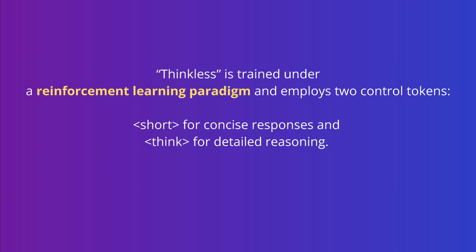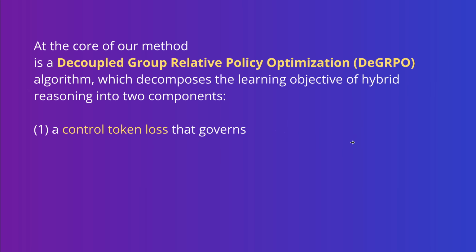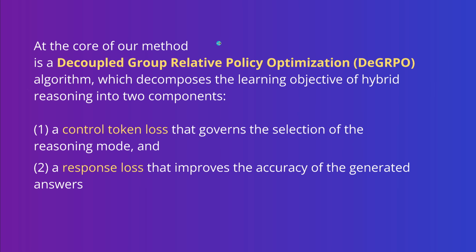So also important to see, it's also a reinforcement learning paradigm. And now what it does, it employs 2 control tokens. Please remember, control tokens, they will become important just in a minute. And we have one for the short, concise response and one for the thinking, for the detailed reasoning. Now it turns out, and this is really important, they cannot go with the regular GRPO because the system collapses. And now to understand why is important.